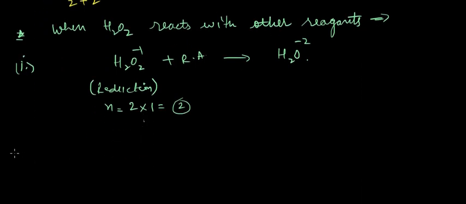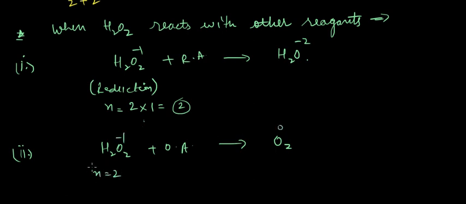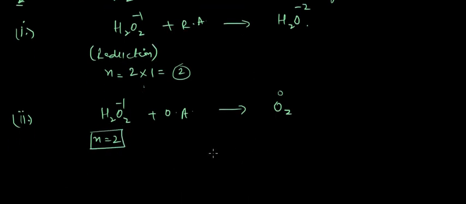Okay, so if we take another example wherein we have again H2O2 reacting with some oxidizing agent and forming oxygen. So in this case again H2O2 is going from -1 to 0. Again the n factor would be 2. 2 into 1 would be the n factor.